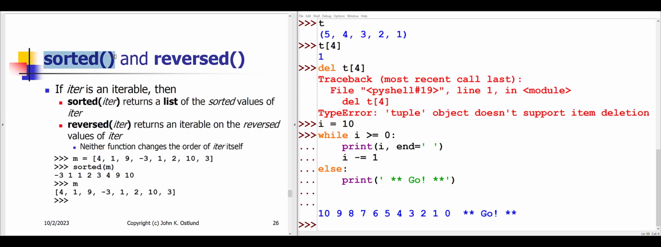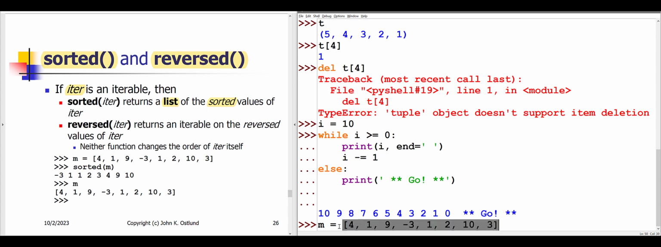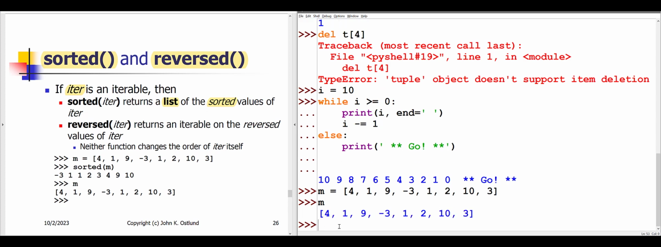There are a couple of standard top-level functions, sorted and reversed, that work on any iterable. What the sorted function does is to return a list of the sorted values of some iterable. This is very handy for any kind of iterable that can't be directly sorted. Now, we know that if I have a list of values, m gets whatever, 4, 1, 9, -3, 1, 2, 10, 3. Cool, I did that without making silly mistakes.